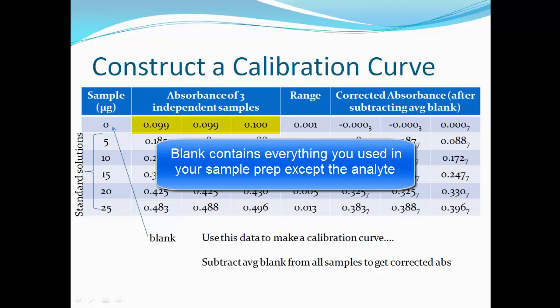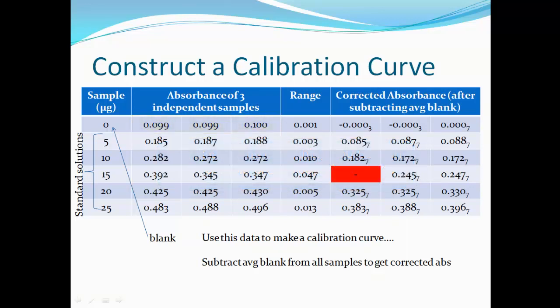not the sample itself. And then you have the preceding rows, which show different concentrations of standard solutions. So they do 5, 10, 15, 20, and 25. And then, of course, they measure the absorbance of those concentrations 3 times each. So it's a triplicate analysis.